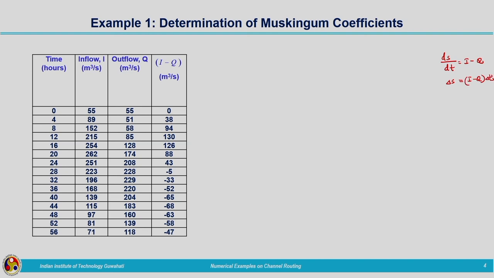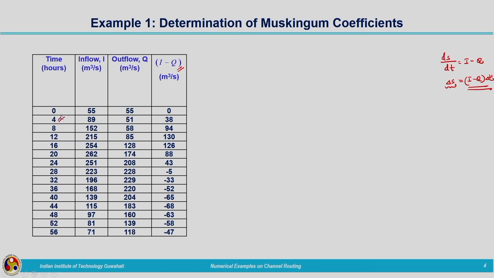We know the time interval. So, change in storage we are calculating by using this. Once change in storage for each time interval is calculated, by considering the cumulative value, we will get the total storage. For that, we have calculated the value corresponding to I minus Q, that also will be in meter cube per second. Now, we will multiply I minus Q with the time interval.